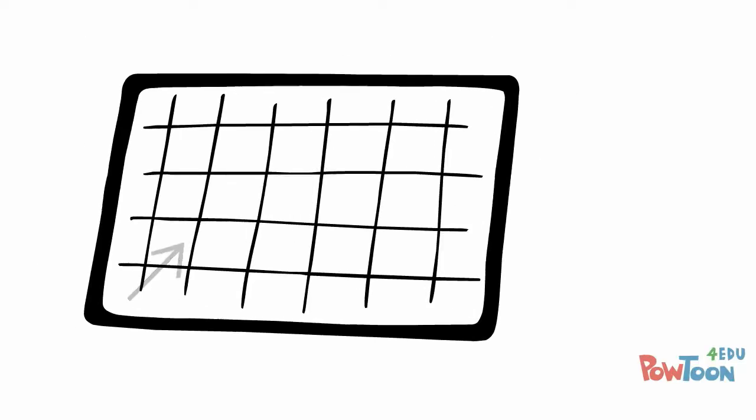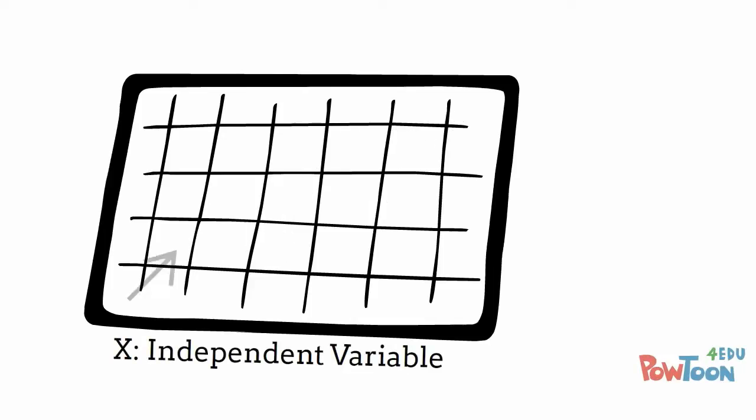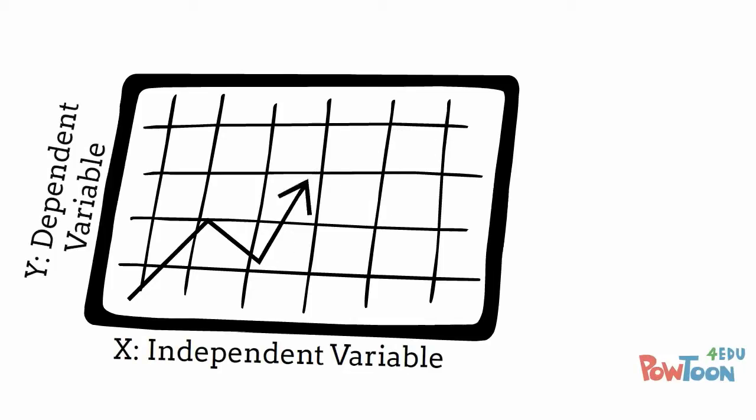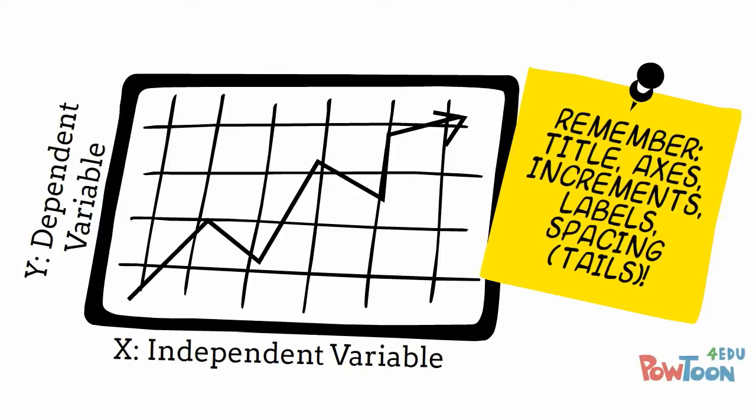You will also need to create a graph of your data. In general, the independent variable will be on the x-axis and the dependent variable will be on the y-axis. Be sure to label the axes and don't forget units.